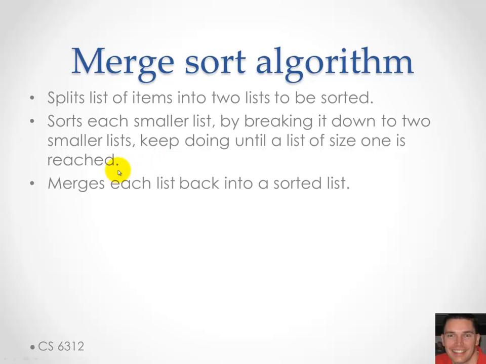Once we've reached that, we merge each list back into a sorted list all the way back up. And that's called the merge sort algorithm.